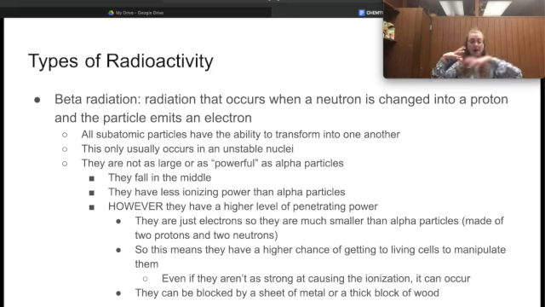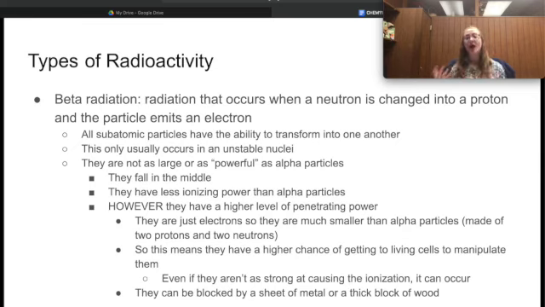If we're thinking in terms of ionizing power and penetrating power, beta particles, aka electrons, are not as large or as quote-unquote powerful as alpha particles. They fall somewhere in the middle of the list I'm making down the line here. So they have less ionizing power than alpha particles do. They're just an electron, so they have an electron's amount of ionizing power, versus that 2 positive, we've just got a 1 negative here. However, they have a much higher level of penetrating power, right? They're just electrons, so they're much smaller than those alpha particles.